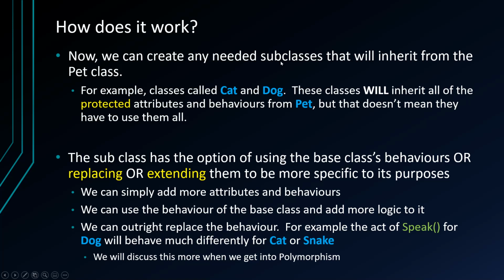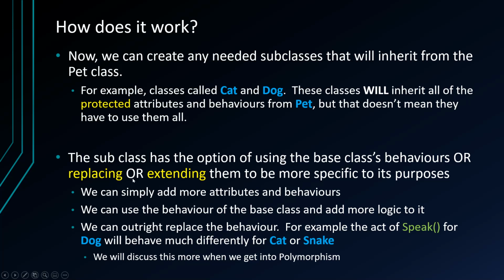So now that we can create any needed subclasses that will inherit from this pet class. For example, class cat and dog, which we already created. We haven't set up yet though. These classes will inherit all of the protected attributes. So right now, cat and dog have access to name, weight, and color. They can just use them like they're actually inside of that class, without defining them in there. But that doesn't mean they actually have to use them. They just have the opportunity to.